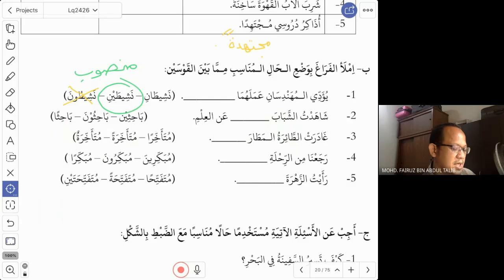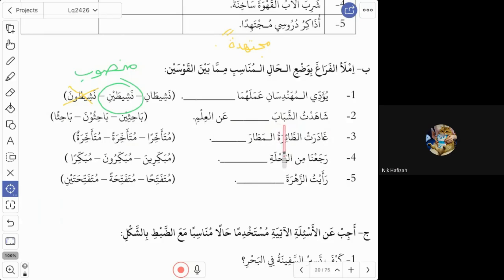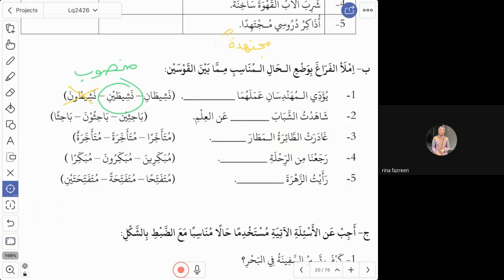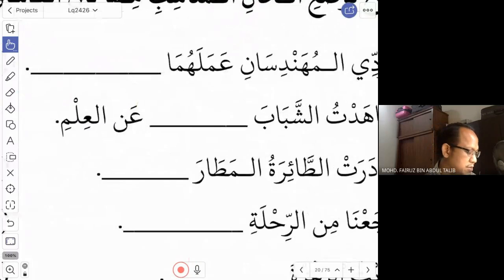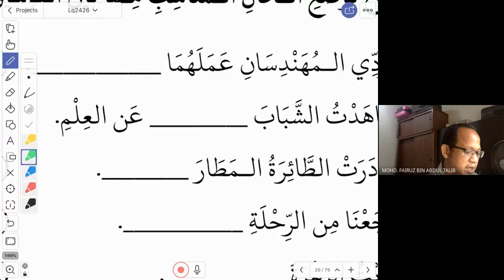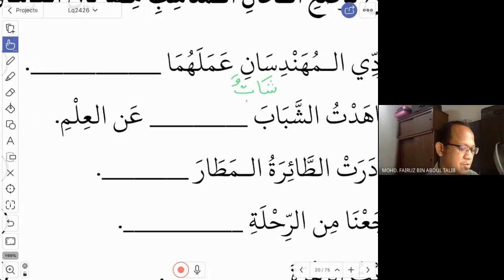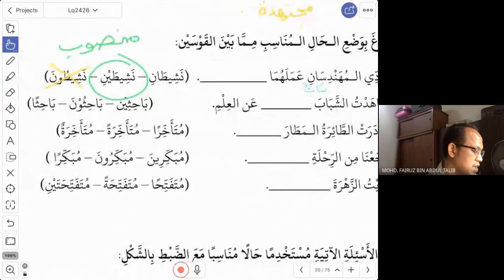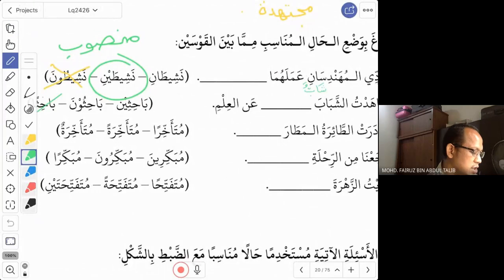Wait, let us finish this. Is shabab muzakkar? Yes, shabab is muzakkar. Is it mufrad or jamak? Jamak, because it means people. Yes, shabab is jamak. If you want to say mufrad, then the word is shabun, a young person, one, mufrad. So shabab is not mufrad, shabab is jamak. Therefore the word bahisan here is not possible, it's not correct.